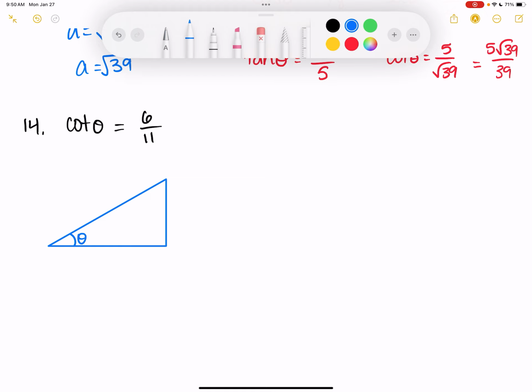All right, now cotangent is not one that we just know necessarily. So what may be helpful for you is to go ahead and set up your little table.